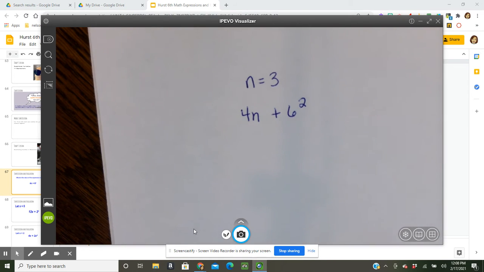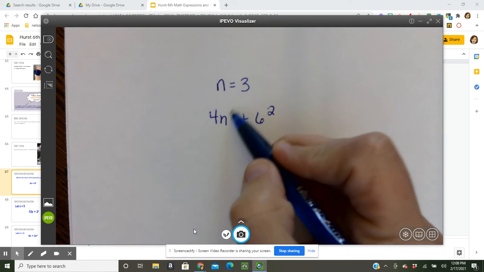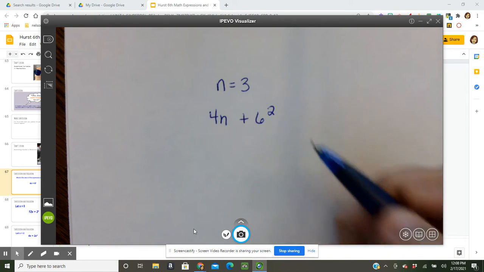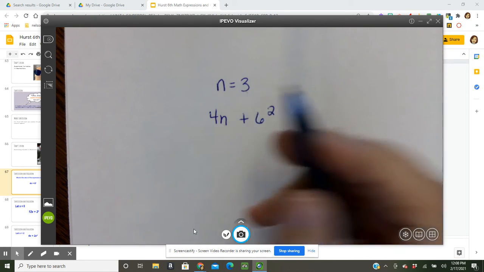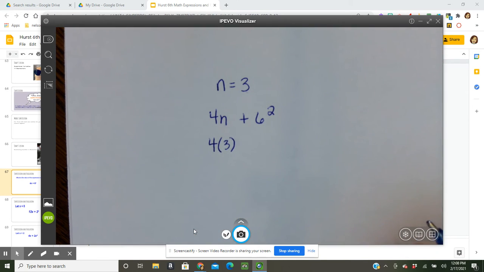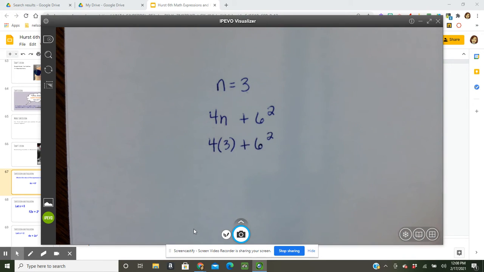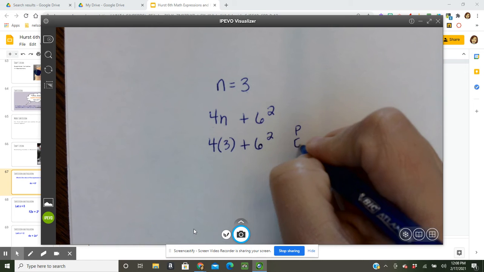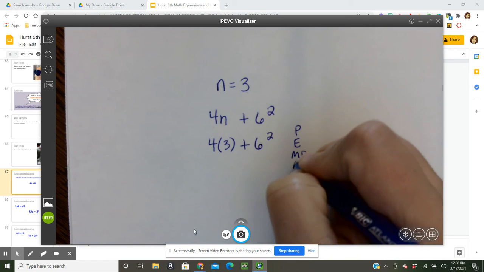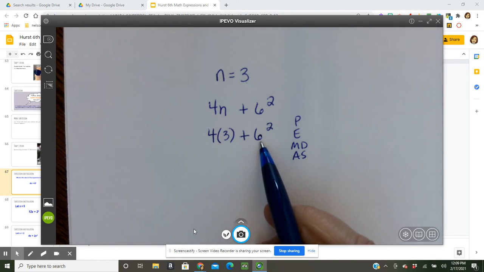All right, so I'm going to go ahead and show you. Hopefully you paused and worked out this problem. We're going to substitute in. That means to replace the variable here with the number, the value of it. And we put parentheses around it because this does mean to multiply. Plus 6 squared. So we're looking at PEMDAS. The order of operations is what we're going to follow now. So we have multiplication, addition, and exponents.